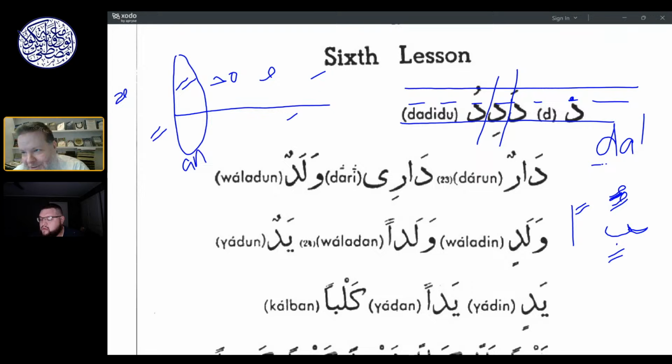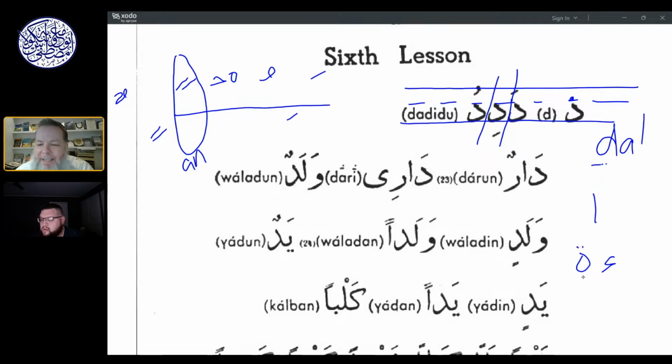That's how I was explained, kind of like a little kid. That's not linguistically the case, but the fathatain does not appear on any letters except with the aleph. And there's two exceptions to that: the hamza, which we're going to learn today, as well as something called the ta marbuta.